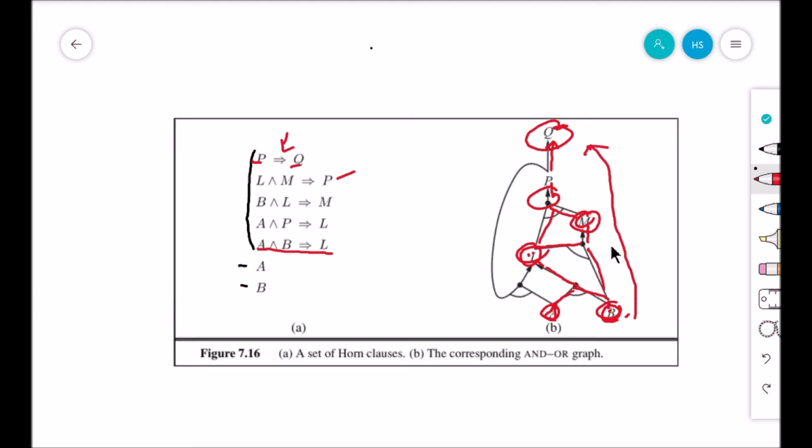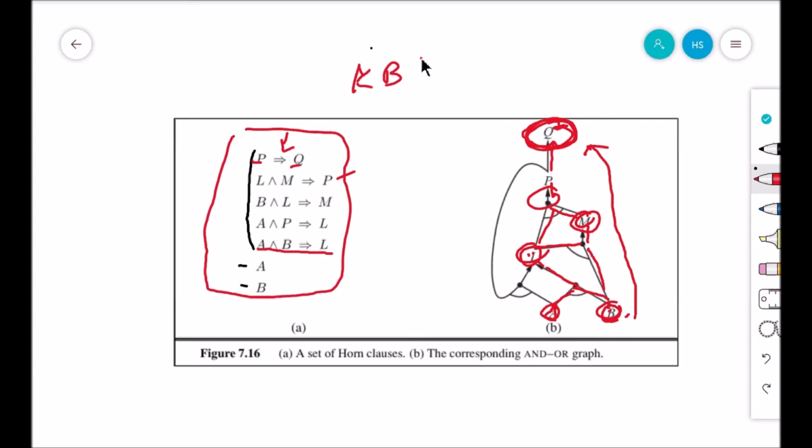We're starting with known facts, we're applying a series of implications to get us to our query, to get us to our symbol. So based off of that, we can say that this knowledge base entails Q. Okay, that's how it propagates, that's how it proceeds.